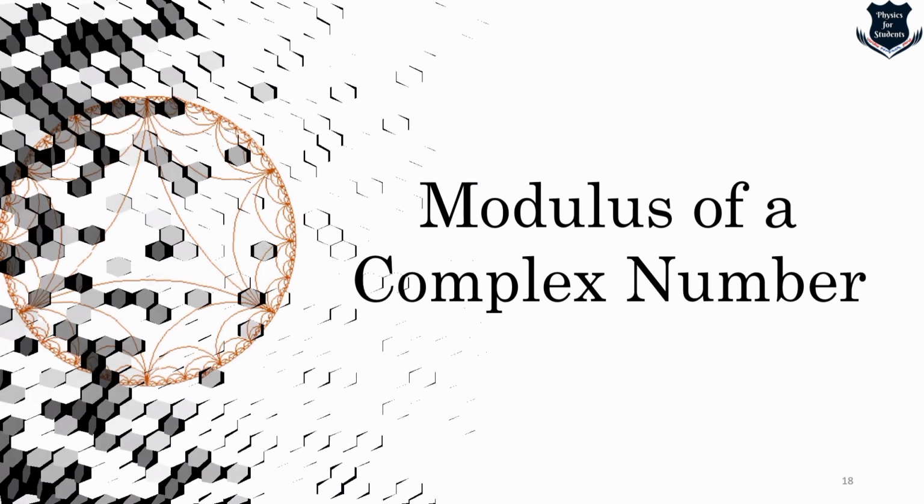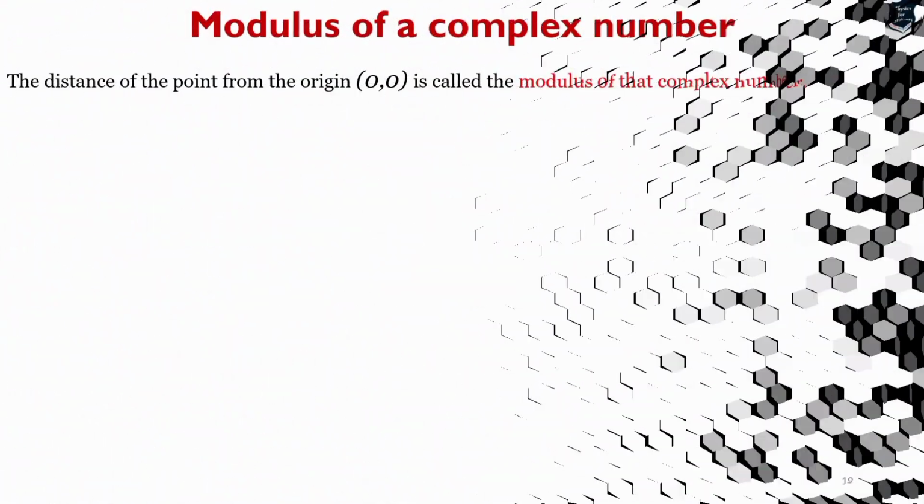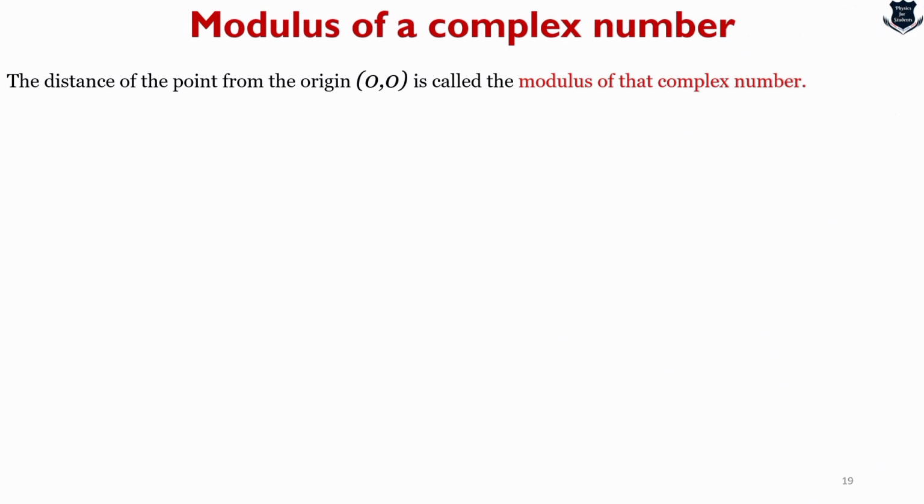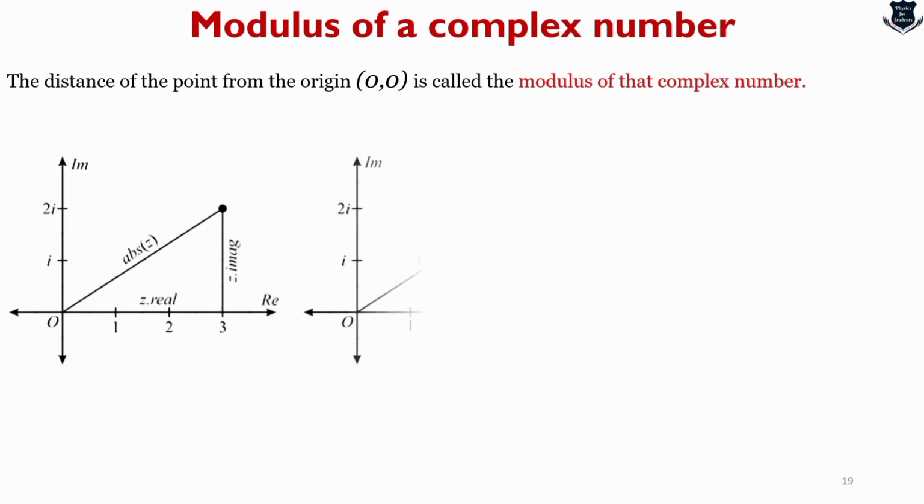Okay, so what is it? Very simple. We get a kind of distance from the origin (0, 0), which is called the modulus of that complex number. Here are the two figures, which I have taken from the internet. You see from (0, 0) there is a line being drawn, and this is called the modulus of that complex number.